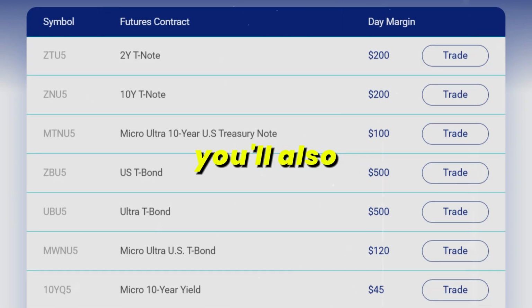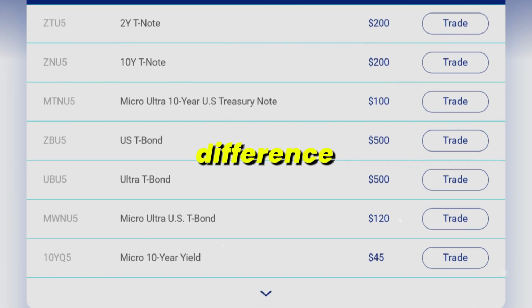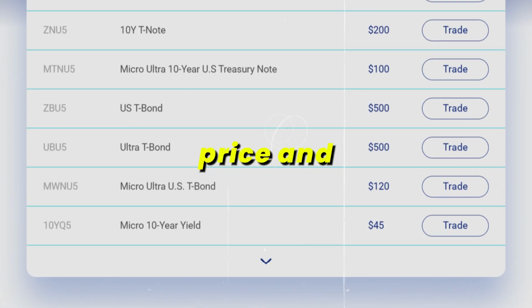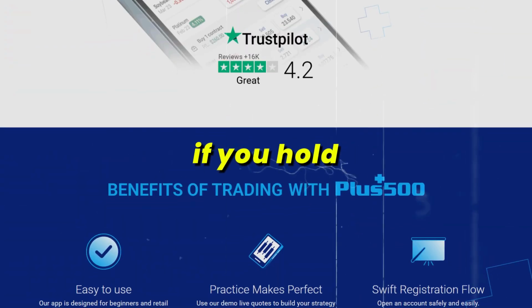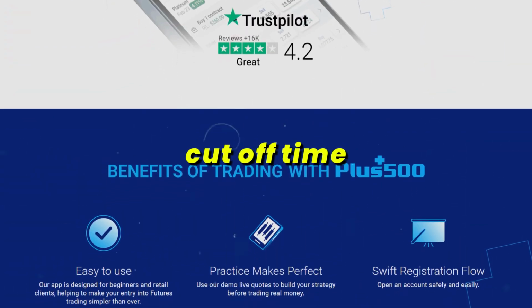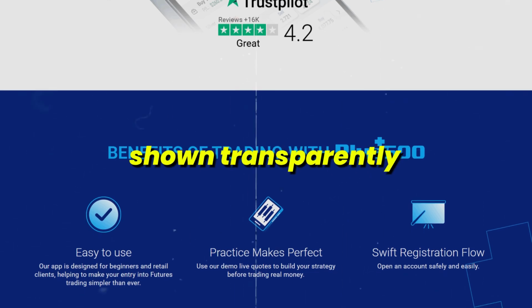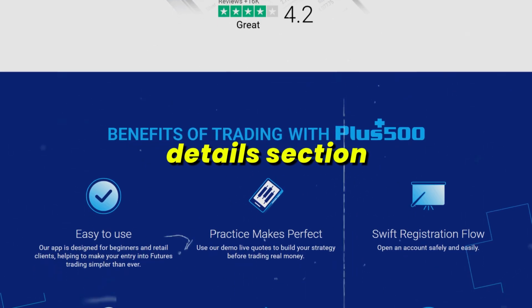When you trade, you'll also encounter costs like the spread, which is the difference between the buy and sell price, and overnight funding, which applies if you hold positions past the daily cutoff time. These costs are always shown transparently in the instrument's details section.